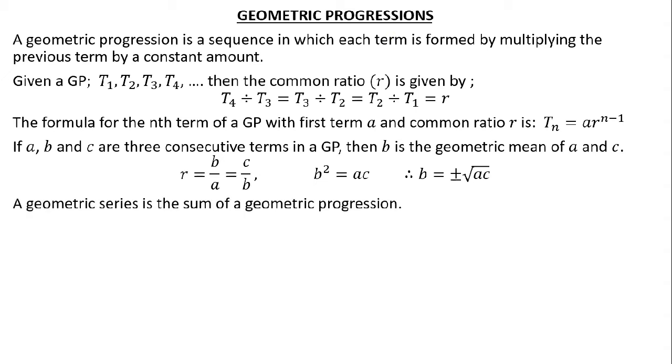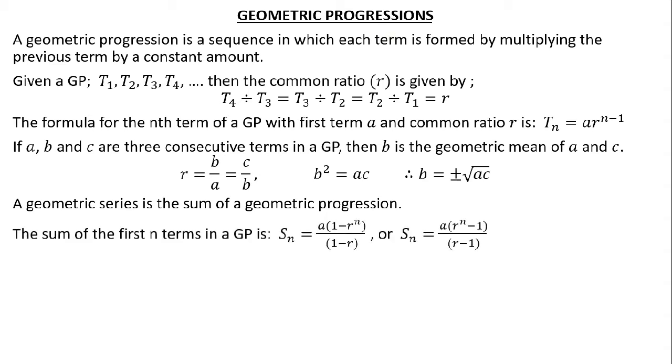A geometric series is the sum of a geometric progression. The sum of the first n terms in a GP is Sn equal to A, open your brackets, 1 minus R to the power n, close your brackets, divided by 1 minus R when R is less than 1, or Sn equal to A, open your brackets, R to the power n minus 1, close your bracket, divided by R minus 1 when R is greater than 1.